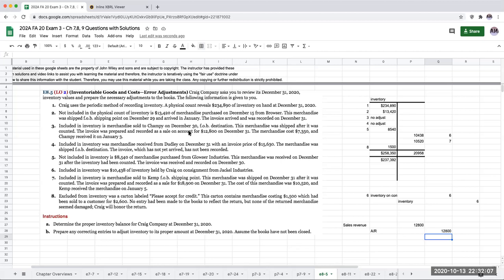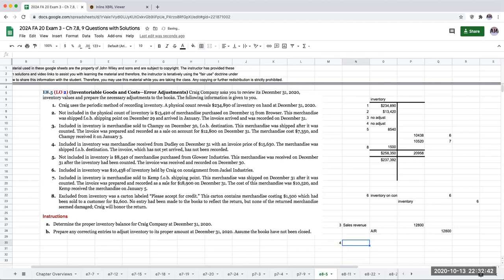It's still in my inventory, right? So included in inventory was fine. I didn't book it yet to cost of goods sold, but I need to reverse this sale part here. Okay. So included in inventory was merchandise received from Dudley on December 31st with an invoice price of $15,360. We said that that was good. The invoice has not arrived and has not been recorded. Even though it says no adjustment, I'm not adjusting the inventory. I need to reverse the sale because that sale was in fact recorded.